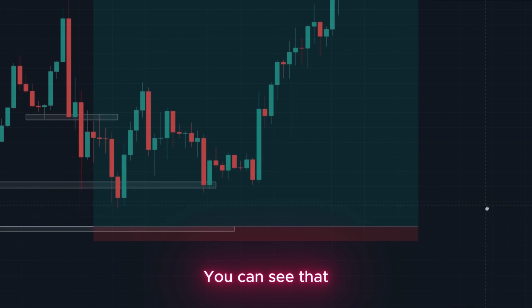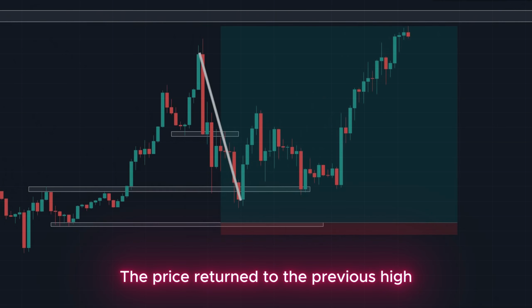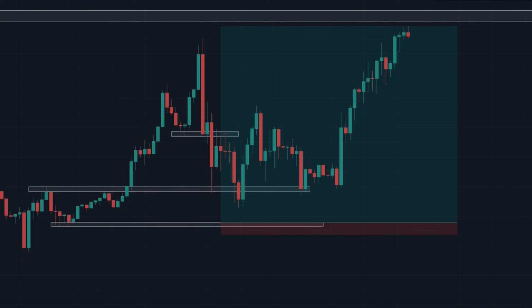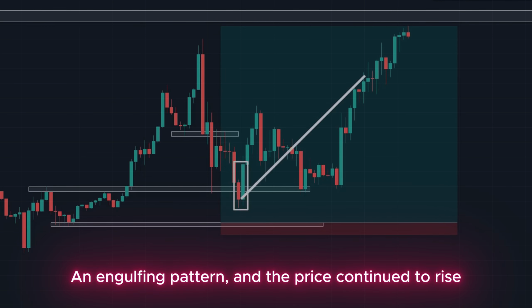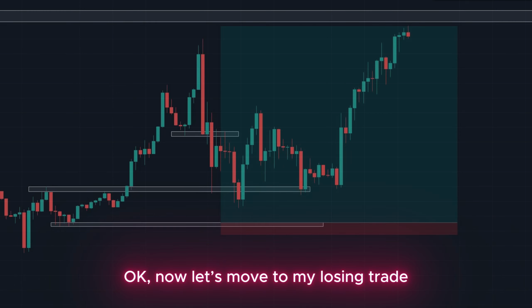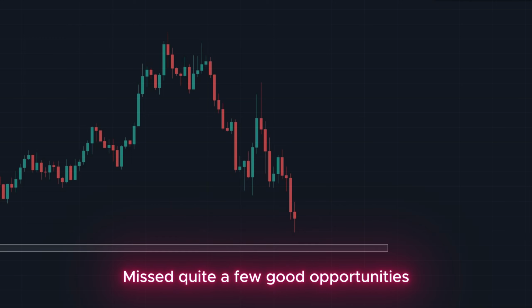You can see that. The price moved in this case exactly like the previous case. The price returned to the previous high. A reversal candlestick pattern appeared. An engulfing pattern, and the price continued to rise. Okay, now let's move to my losing trade. Because I missed quite a few good opportunities.